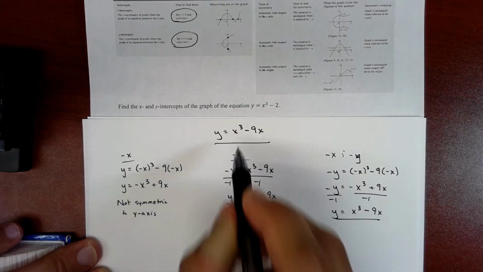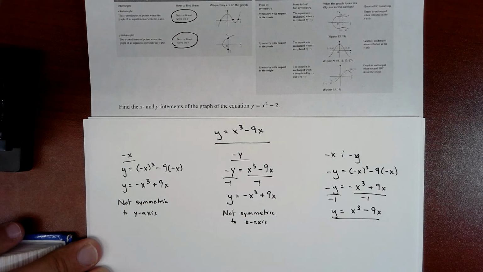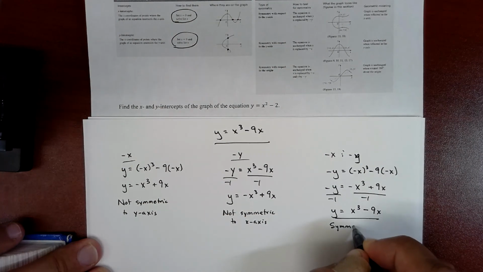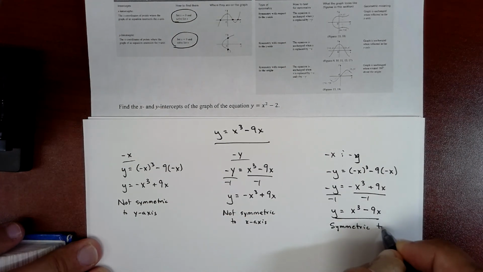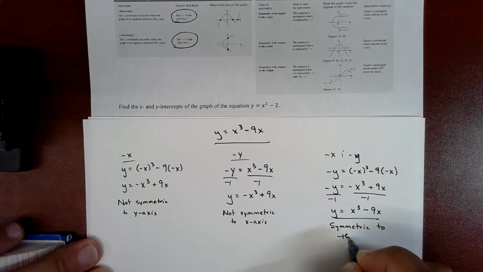So that means that we're symmetric to the origin. And that's how we prove it.